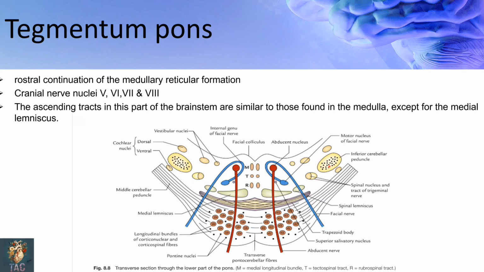Also you can see the dorsal and the ventral cochlear nucleus. In between is the inferior cerebellar peduncle, and here you can see the vestibular nuclei. This area is where you can see the facial colliculus, and also you can notice the open cavity which is present. This is the open cavity of the fourth ventricle. This is the lower part. Here the cavity is broad and open. So in this area you can see the facial colliculus. So these are the features of the tegmentum of the pons.